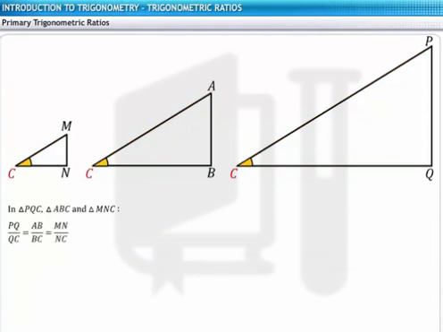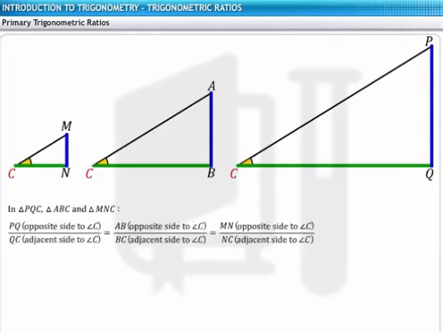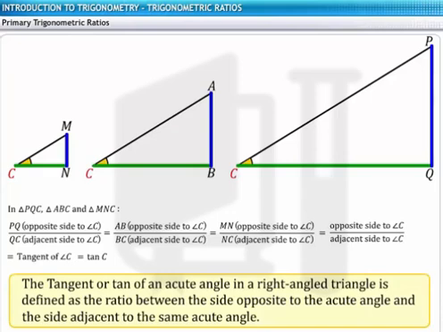Similarly, for triangles PQC, ABC, and MNC, the ratio of sides opposite to angle C and sides adjacent to angle C is constant. This constant ratio is named as the tangent of angle C. The tangent of angle C is written as tan C. The tangent or tan of an acute angle in a right-angled triangle is defined as the ratio between the side opposite to the acute angle and the side adjacent to the same acute angle.